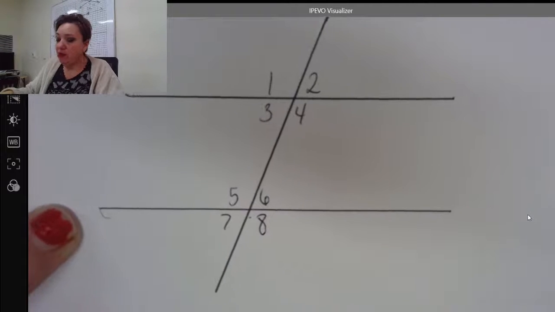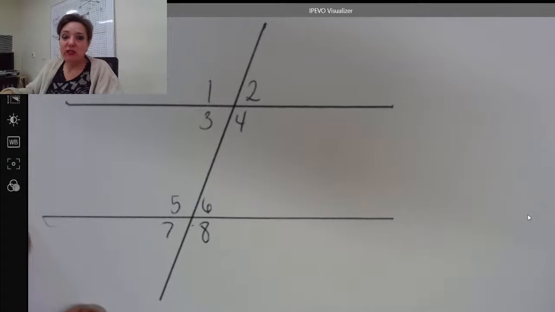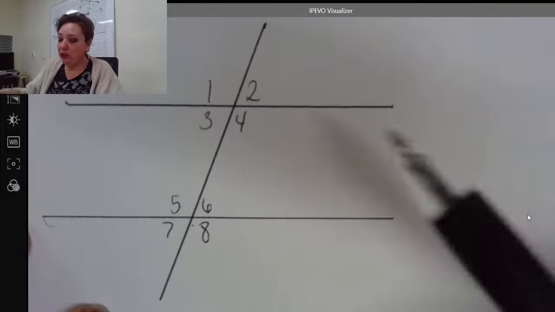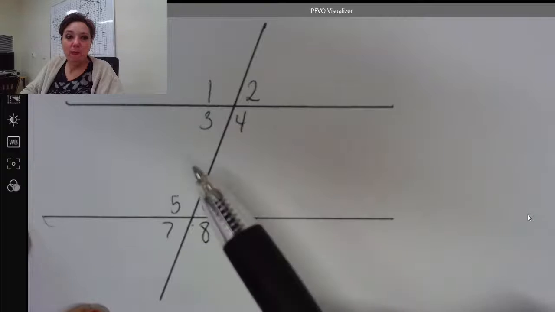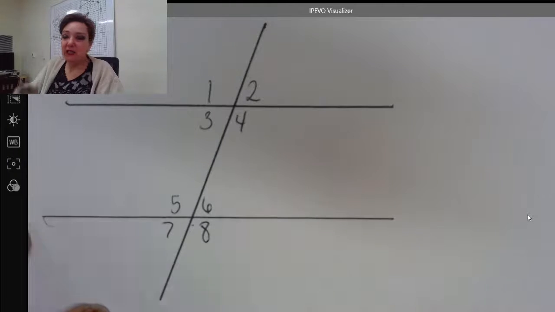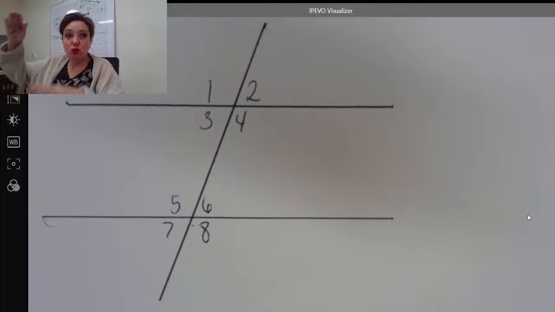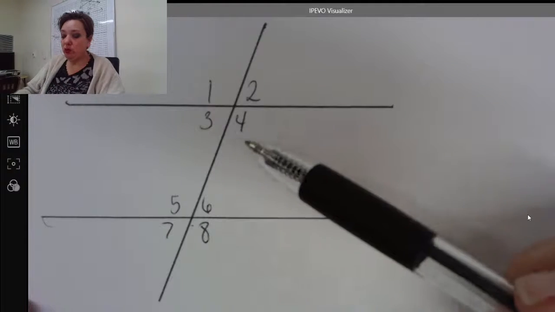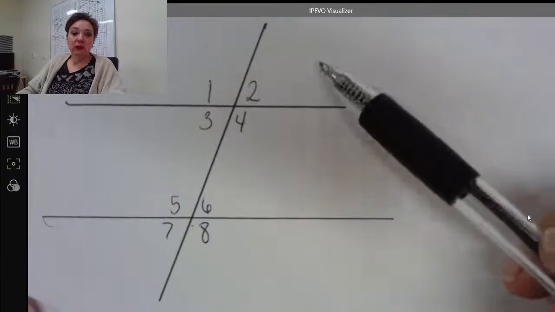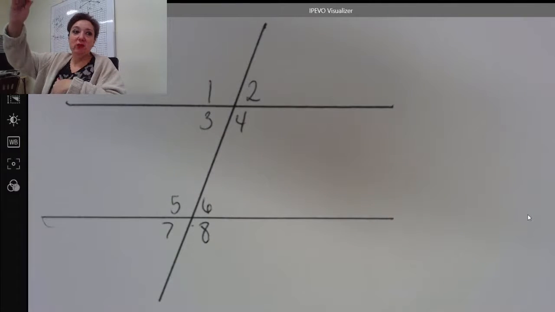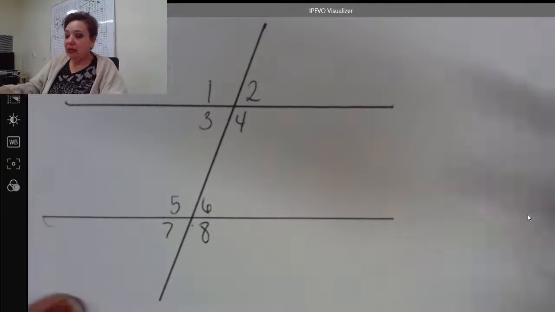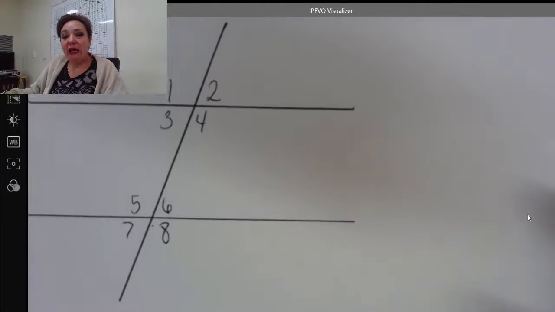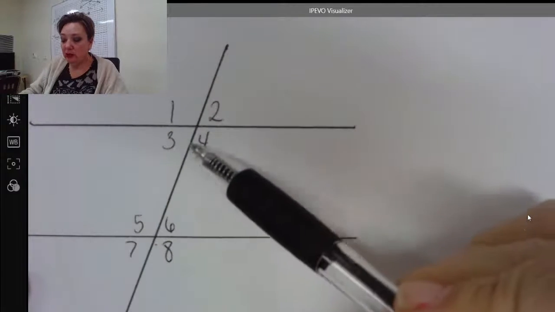Okay. Now remember at the very beginning of class we talked about interior versus exterior on that parallel line? You remember that? Which of these angles would be interior? 3, 4, 5, and 6. They're all interior angles. They're between the parallel lines, right? Which ones are exterior? 1, 2, 7, and 8. They're outside the parallel lines, so they're exterior, right? Y'all with me?